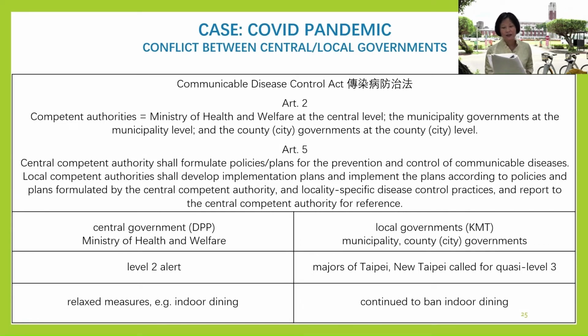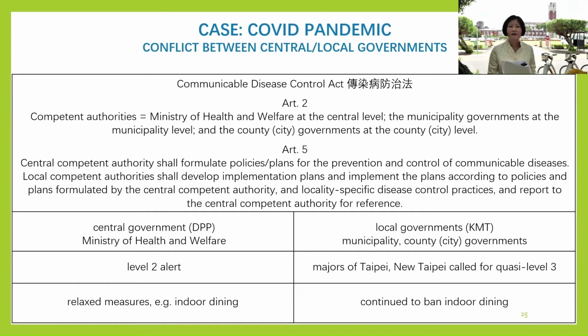And Article 5 of the Communicable Disease Control Act says that the central government authority shall formulate the policies and the plans for the prevention and control of communicable diseases, whereas the local government authorities shall develop the implementation plans and implement the plans according to the policies and plans formulated by the central competent authority, and locality-specific disease control practices, and report to the central competent authority for reference. So, very specifically, the Ministry of Health and Welfare is the central competent authority.